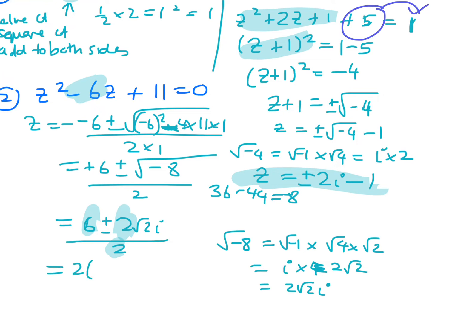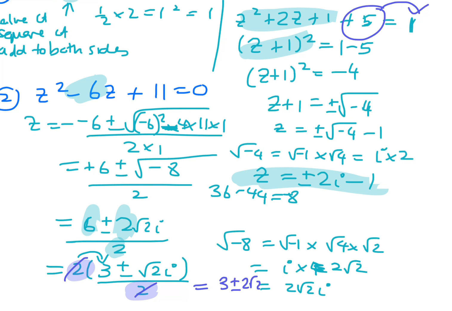So if you take the 2 out, 2 times what gives you 6, 3, plus or minus 2 times what gives you the 2 root 2, that would be root 2i all over 2. So then what will happen is these 2 will cancel. Like that 2 and that 2 will cancel out. And you just get 3 plus or minus root 2i, and that's the solution.